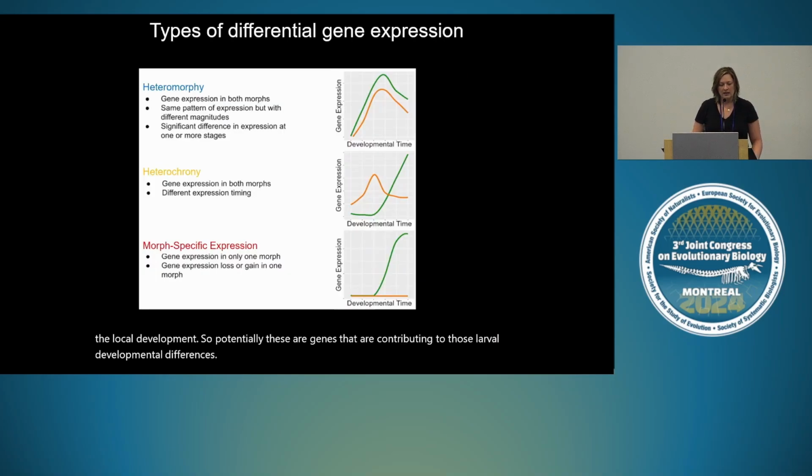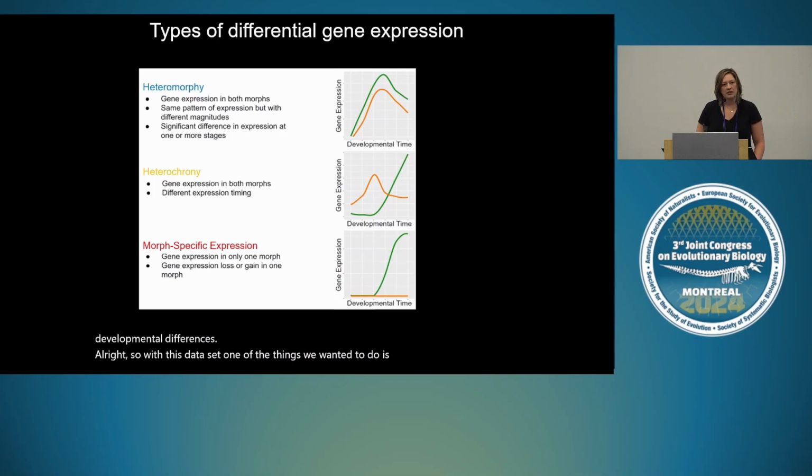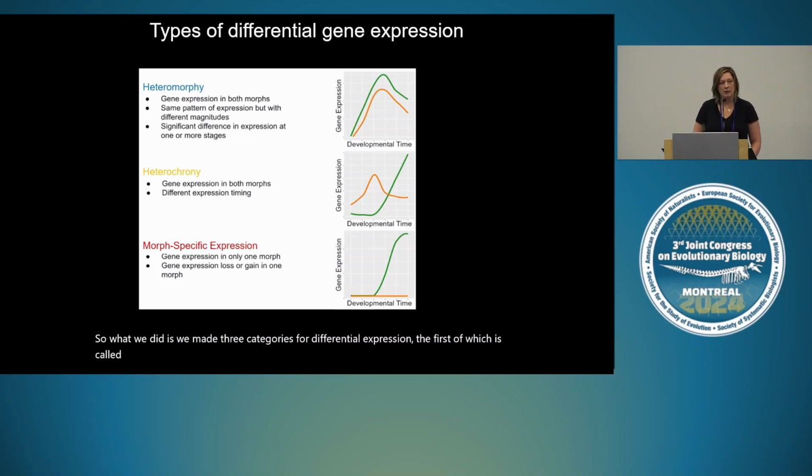All right, so with this data set, one of the things we wanted to do is really dig in and classify what differential expression means and how we can measure that. So what we did is we made 3 categories for differential expression. The first of which is called heteromorphies, which is the change in the amount of gene expression. So this is where you have a gene that's expressed both in the planktotrophs and lecithotrophs, but has roughly the same shape of expression. For example, here you can see that both the planktotroph and lecithotroph have a peak around gastrulation, but the planktotroph has significantly more expression than the lecithotroph. So that's a change in the amount of expression, but not necessarily the timing.